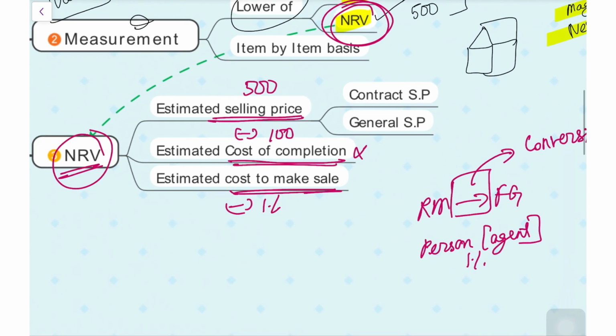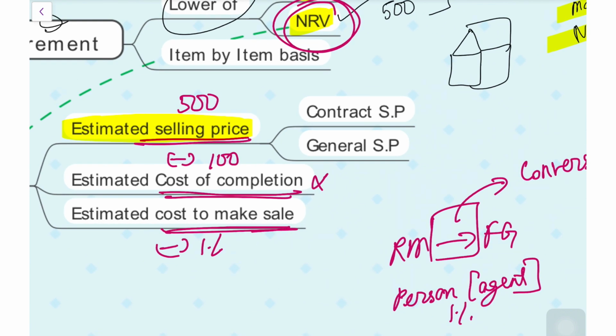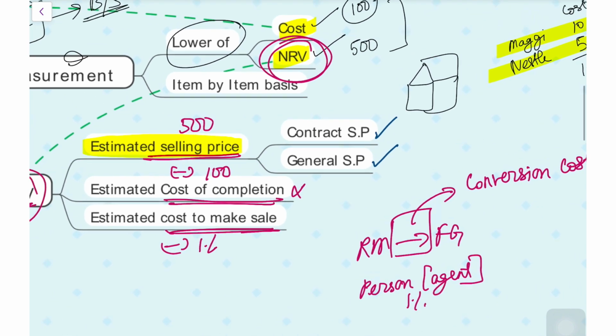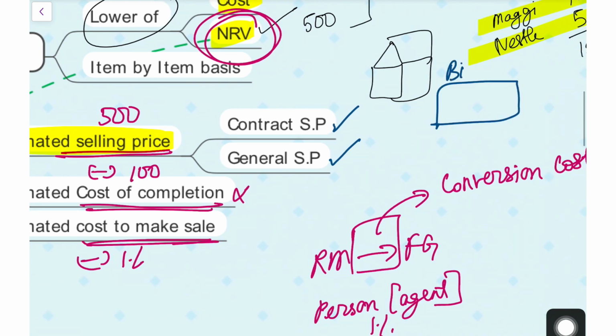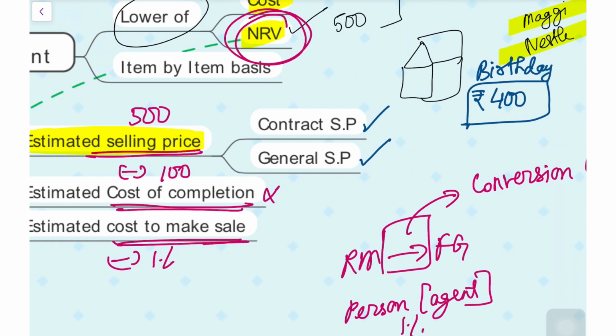Okay, always remember that. Now talking specifically about the selling price, there might be two kinds of selling price. One is your contract selling price and the other one is the general selling price. So you could have made a contract with a party. Suppose you could have taken a big birthday order, a birthday contract, where you told them that you would sell your cake at 400 rupees each. So your selling price here will be 400 only.